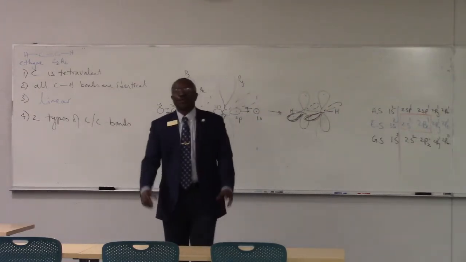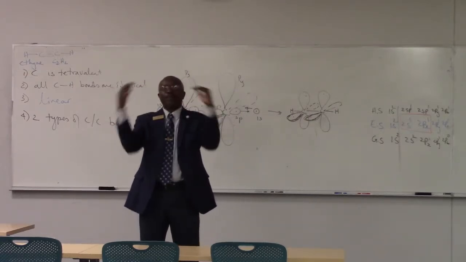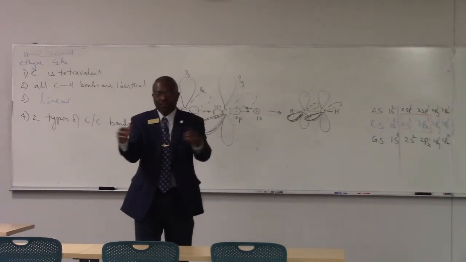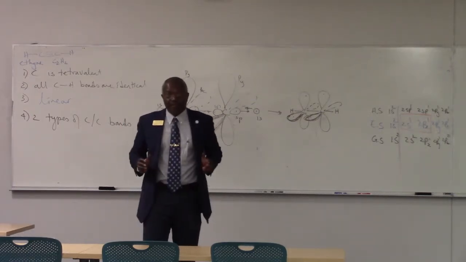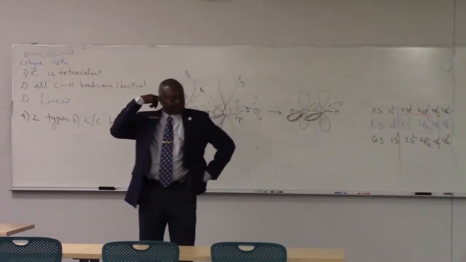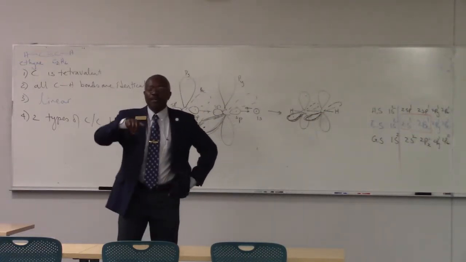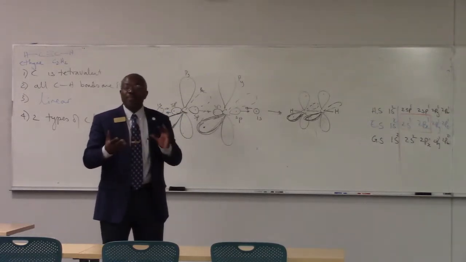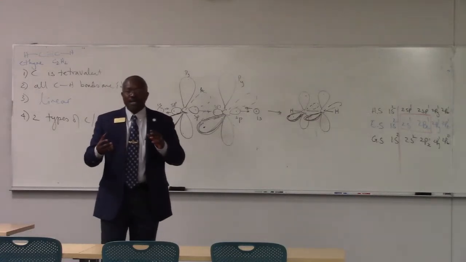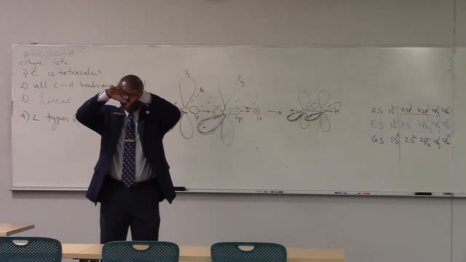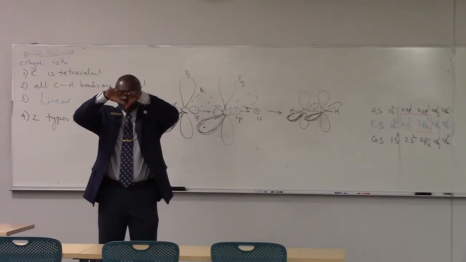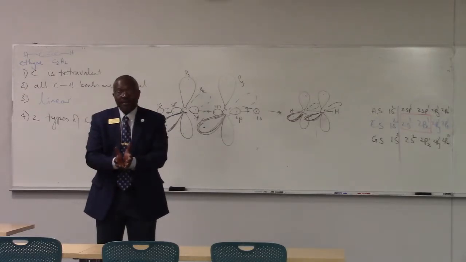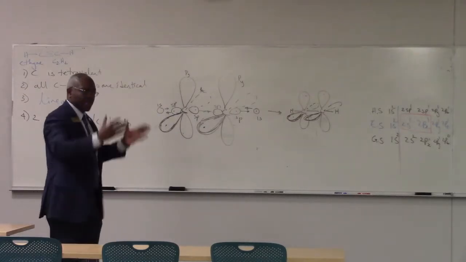So I get one set overlapping this way, py, py, so top and bottom, and one set overlapping this way, pz, pz, front and back. But here's the problem. The p orbitals are not figure 8s. They're not two-dimensional. They are dumbbells. So as much as I can describe them as having shape this way, I can describe them having shape that way.